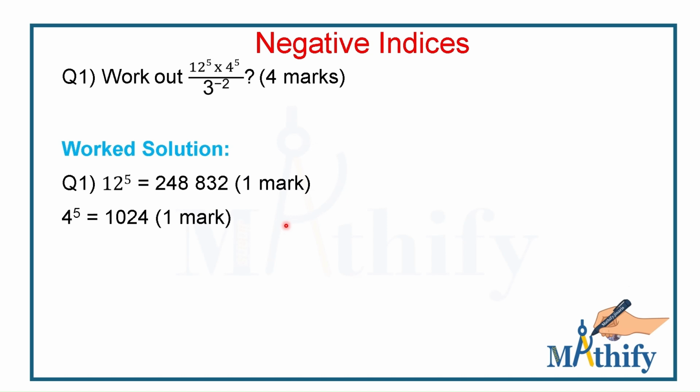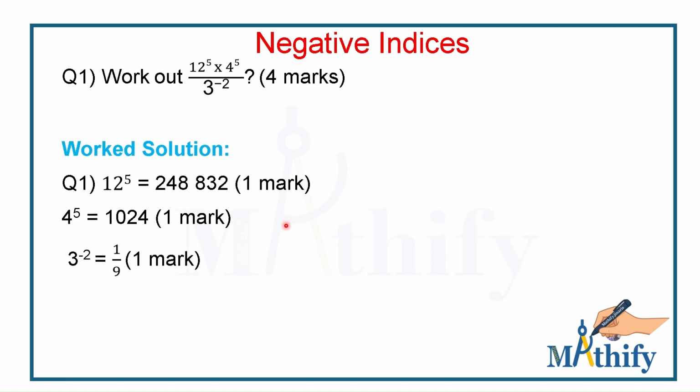To work out 3 to the power of minus 2, remember the minus 2 tells us that we need to do 1 over number squared. Therefore, 3 to the power of minus 2 means 1 over 3 squared. So when you plug this into your calculator, it would give us 1 over 9. That will be your third mark.